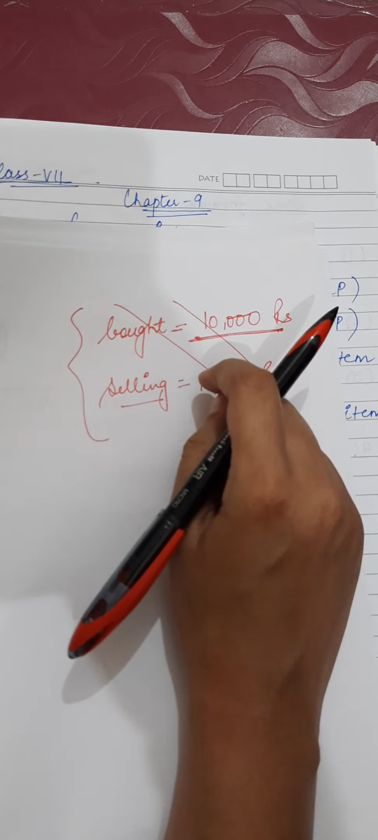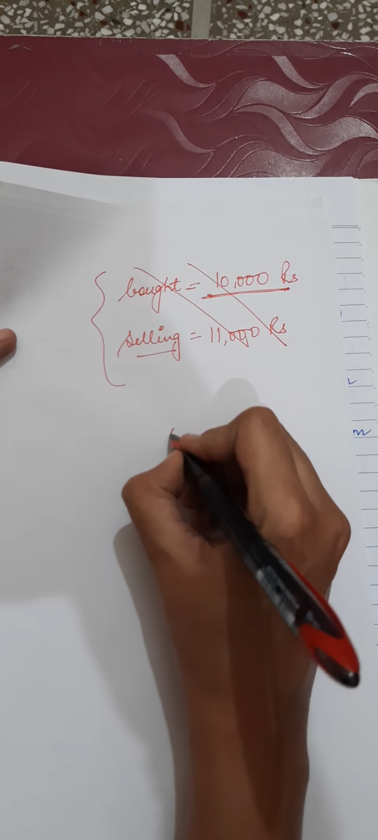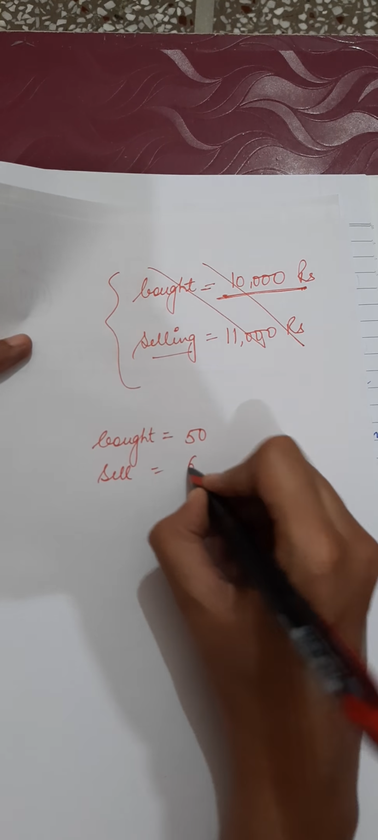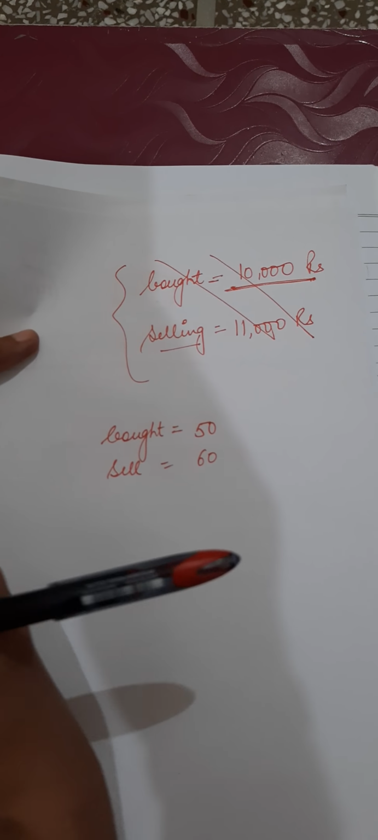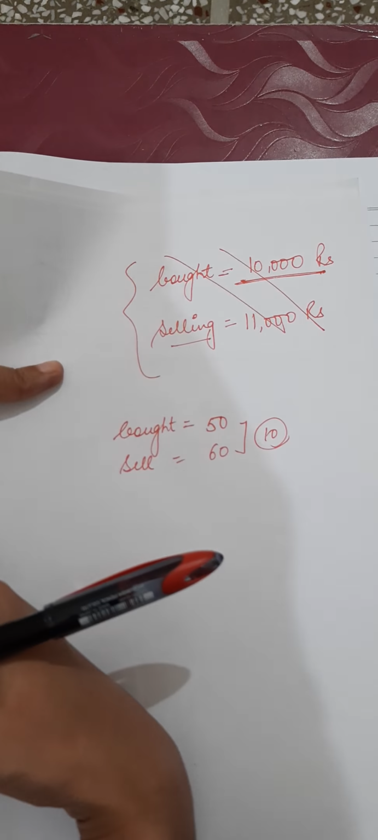Or don't go with this big number. Let us suppose I have taken a pen. For example, I have bought this pen which is of 50 rupees, but I decided to sell it for 60 rupees. So now I'll gain some amount, right? And the gain will be 10 rupees.